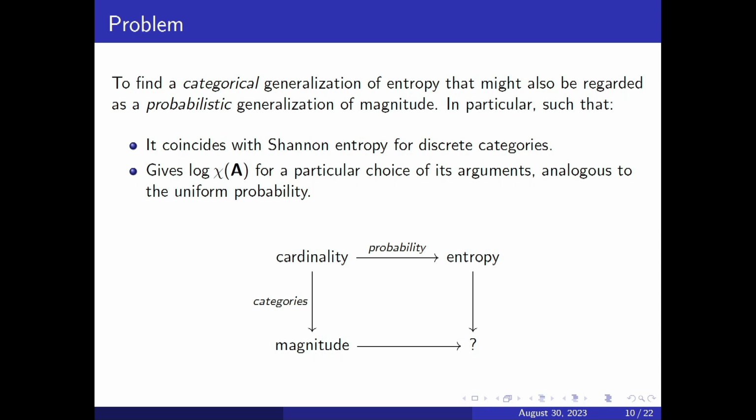We have a probabilistic generalization of cardinality, which is the entropy, and a categorical generalization of cardinality, which is the magnitude, and we would like to find something here. And of course, we want it to coincide with Shannon entropy for discrete categories, because those are like sets. And we would like it to give us the log of the magnitude when we take a particular choice of the arguments, which could be something like the uniform distribution. Okay, so that we recover the familiar properties. Well, this you'll see later. We can do that.